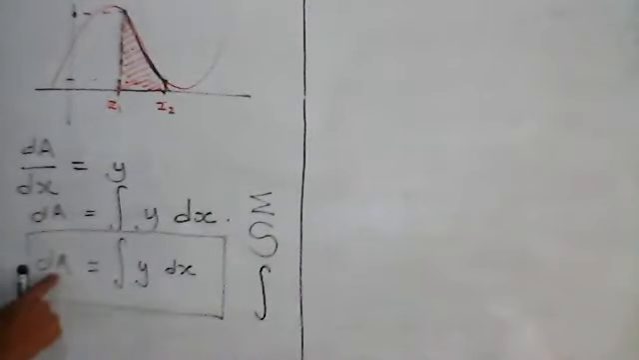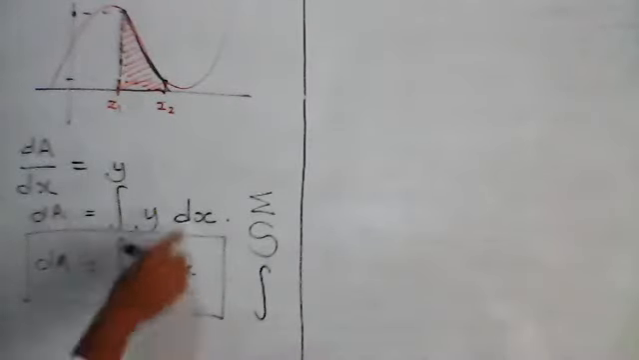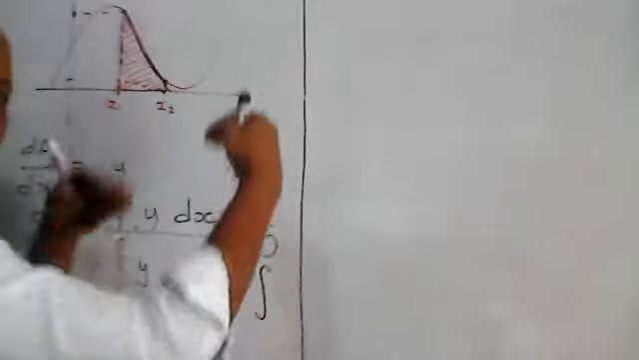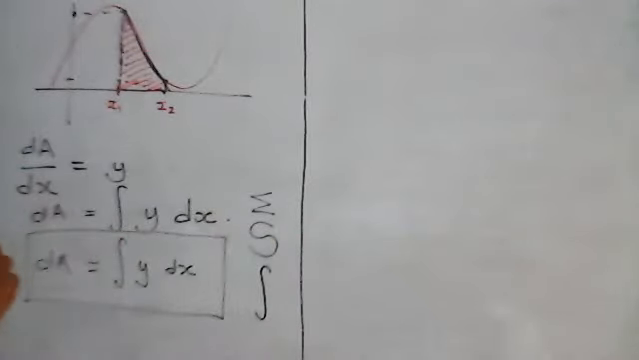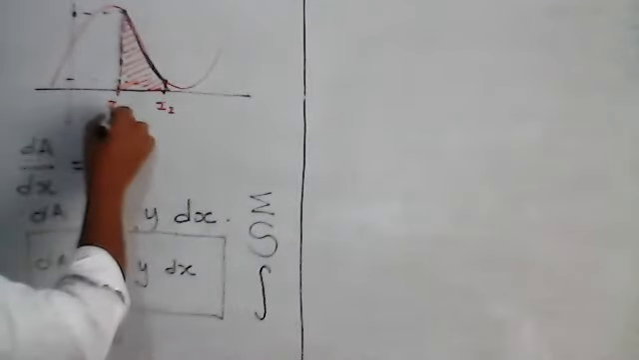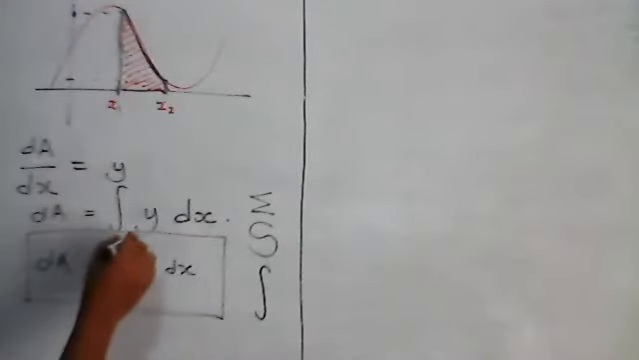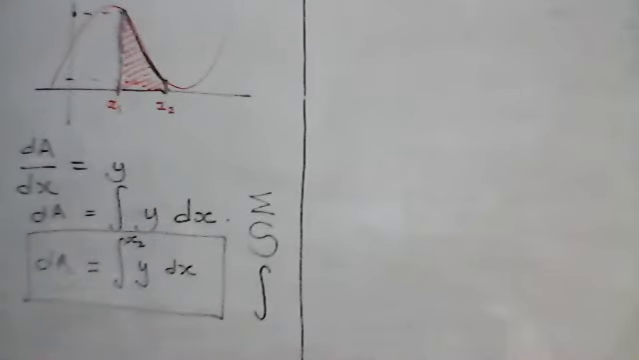Now we want a specific area, because this will give us all the area under the graph. Okay, so we define our boundaries. We want to find the area between x1 and x2. At the top we've got x2, which is the upper boundary. At the bottom we put x1, which is the lower boundary.